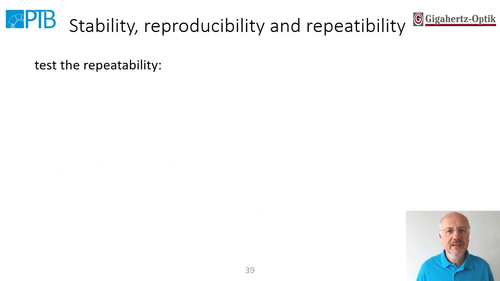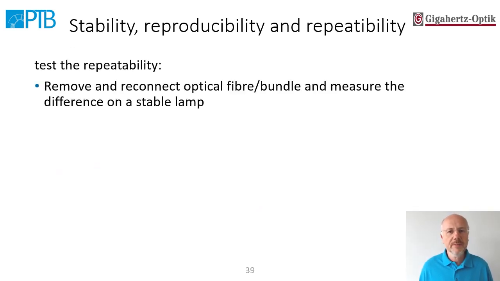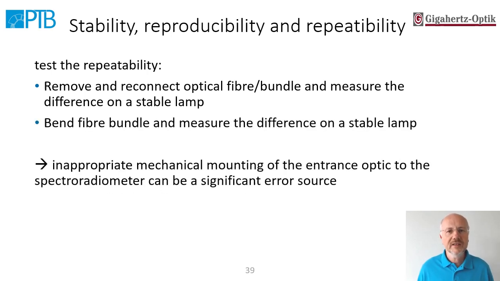You can easily test your instrument. You have a stable lamp source, you do not need absolute values, and then you reattach your fiber optics and see what happens. You should also have a look at bending your fiber optics. Does this have an effect on your measurements? Does this change the measurements? Be aware that the mechanical mounting can have a really huge effect on your signal or signal change, so always take this also into account.